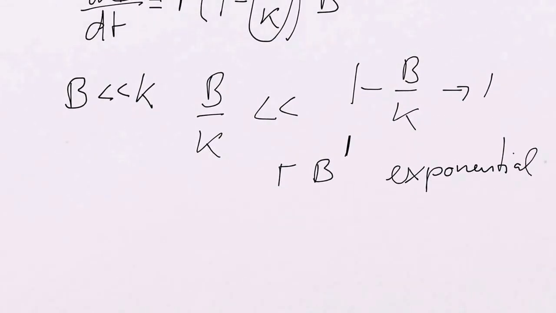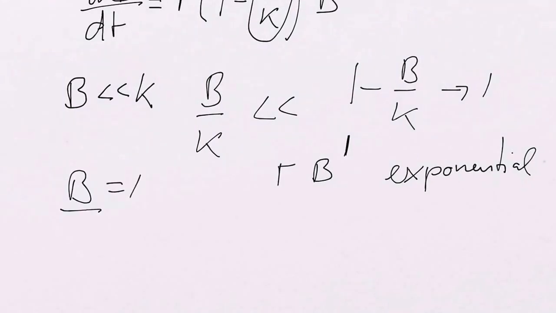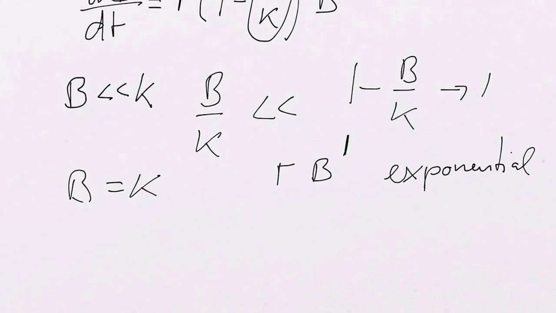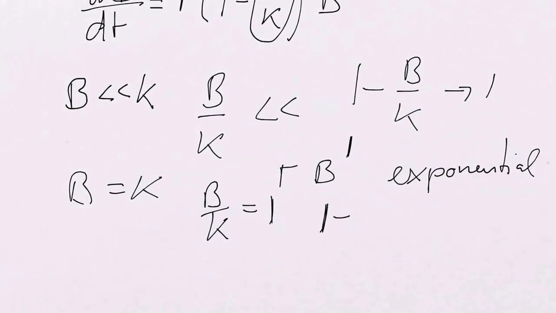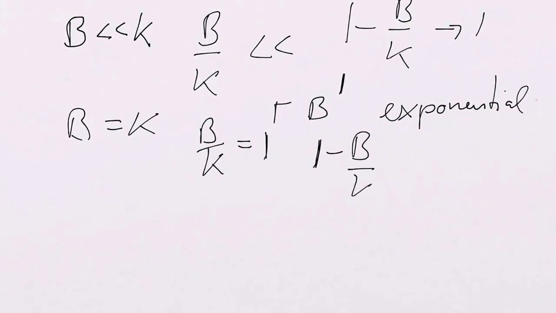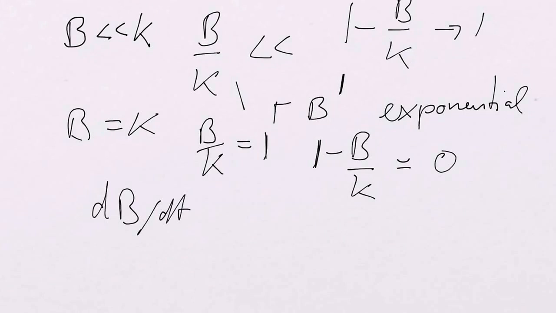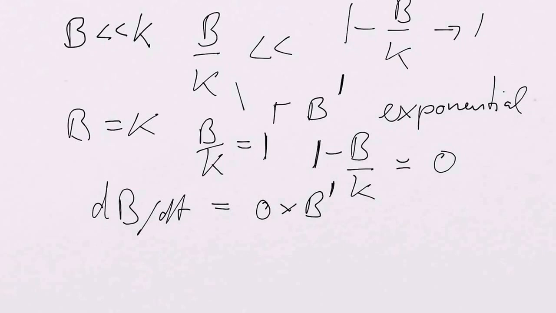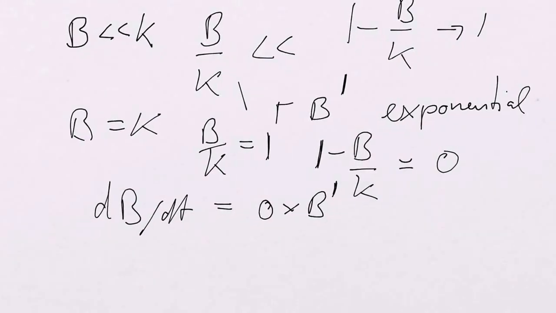What will happen when B equals K? What's happening then? What happens to B over K? Equals 1. What happens to 1 minus B over K? Equals 0. So what we then have is dB over dt equals 0 times b to the power of 1. What's that? It's 0. Yeah? So when the population of rabbits reaches the capacity, the growth is stopped. They are no longer growing, the population.